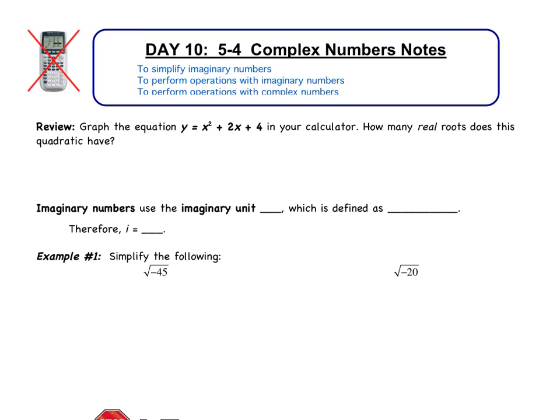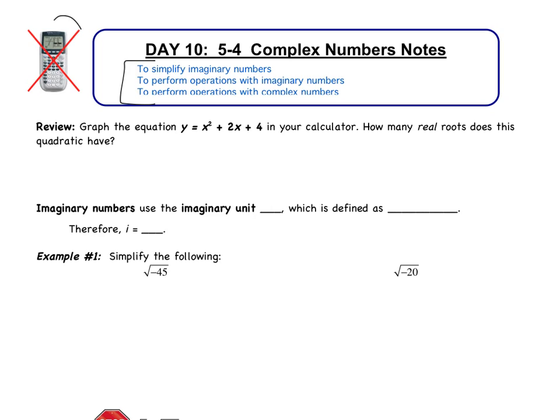Welcome to today's video, which covers the first part of Section 4, Complex Numbers. We have three objectives for today's video. We are going to simplify imaginary numbers, we are going to perform operations with imaginary numbers, and then we are going to perform operations with complex numbers.